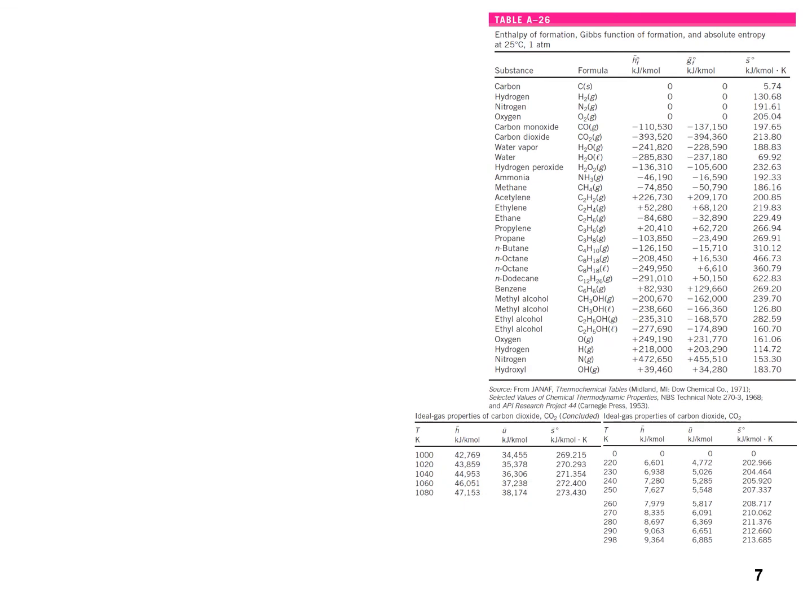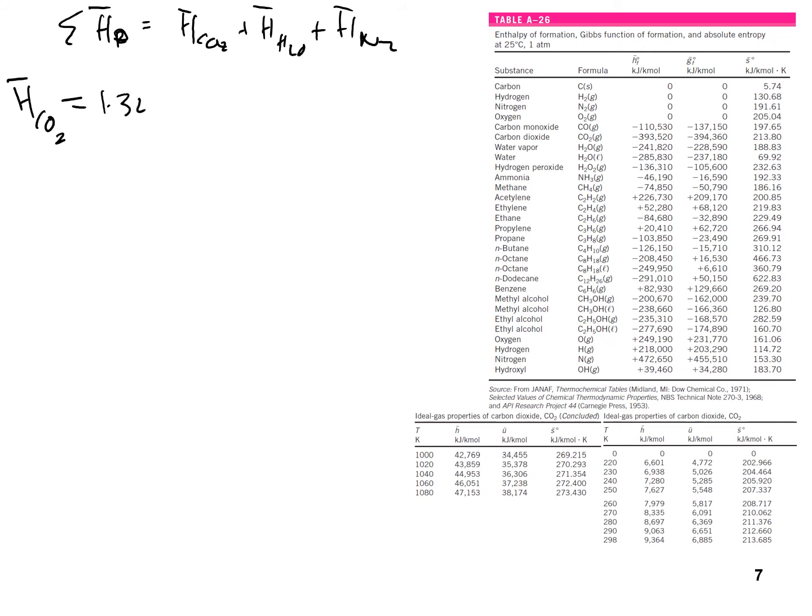For CO2, the enthalpy for the product is equal to the enthalpy for CO2 plus the enthalpy for H2O plus the enthalpy for N2. So the enthalpy for CO2 is equal to, what was it, 1.32 times the enthalpy of formation for CO2.